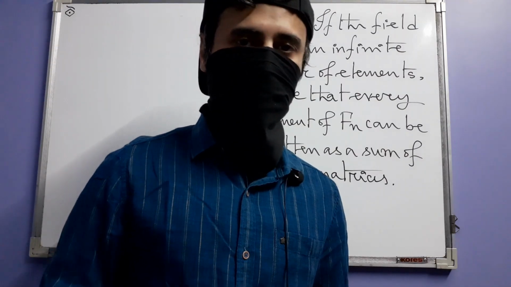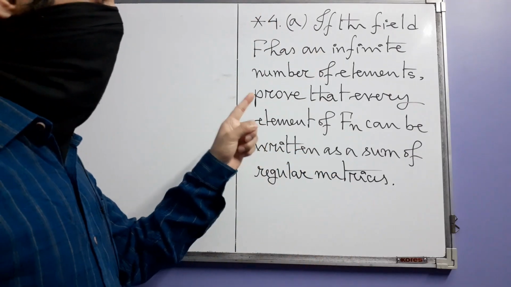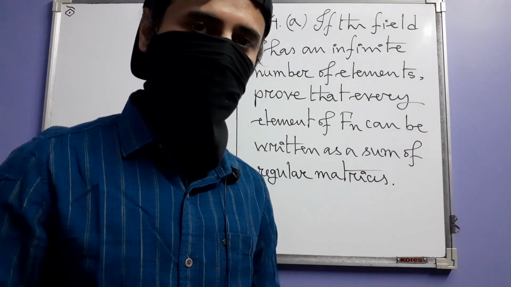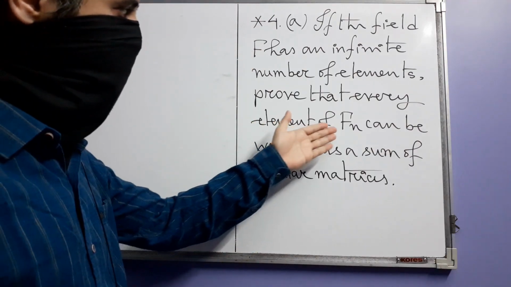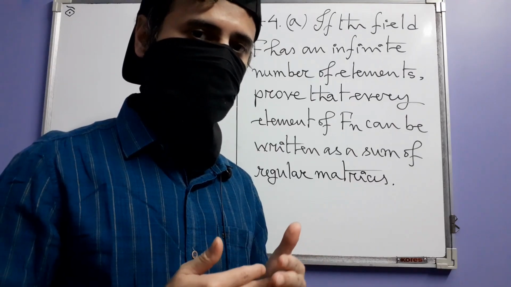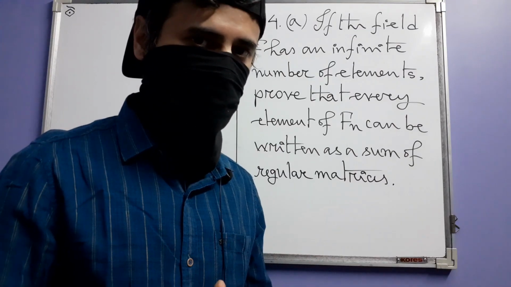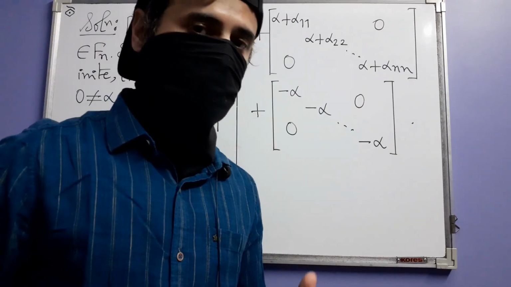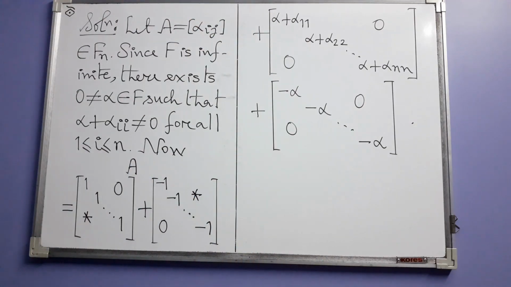Next we have 4a. Here the underlying field has an infinite number of elements. Then we have to prove that every matrix from the matrix algebra Fn can be written as a sum of regular matrices. That means invertible matrices. Okay, so this is the solution.